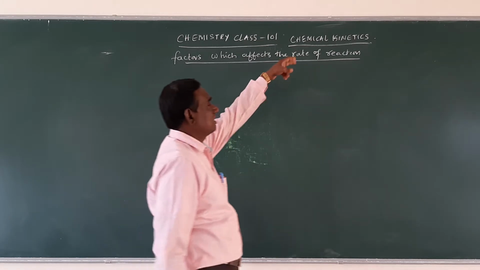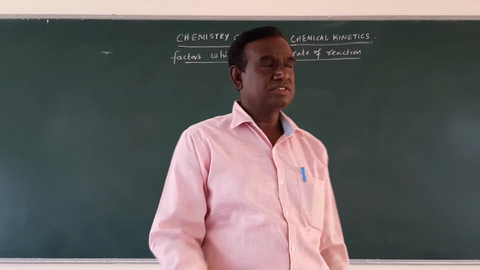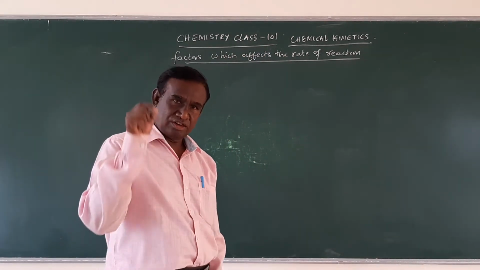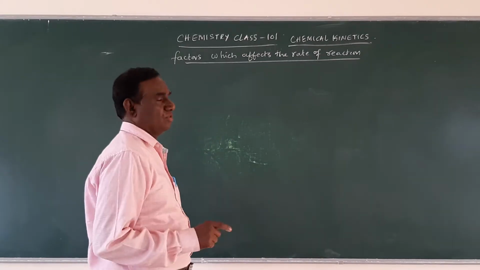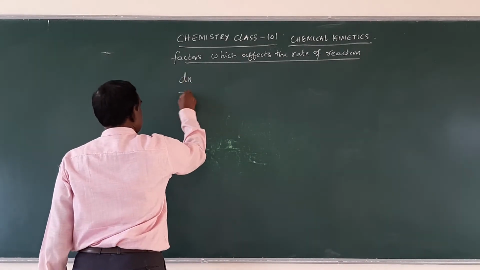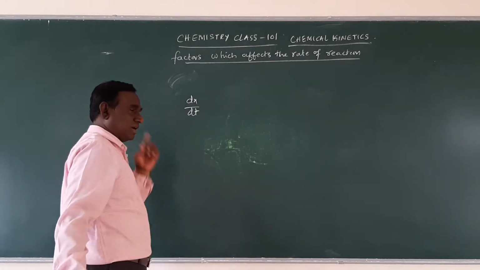Factors which affect the rate of chemical reaction. Generally, the rate of a chemical reaction is defined as the change in the molar concentration of one of the reactants or products with respect to time. With respect to time, that is dx by dt. Generally, dx divided by dt, that is the rate of a chemical reaction.